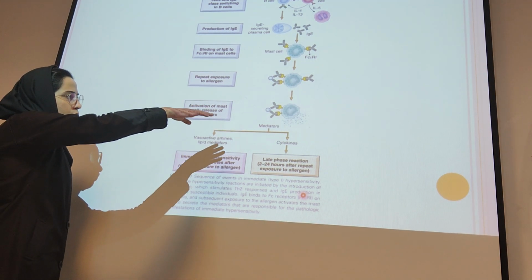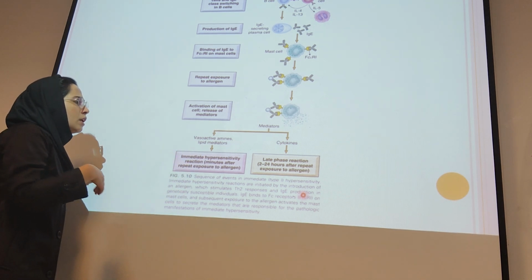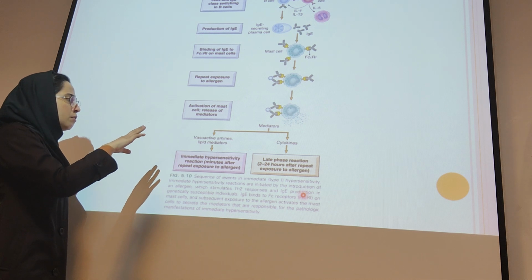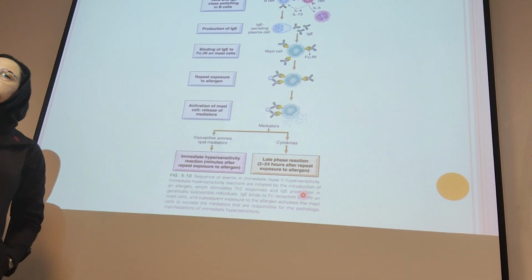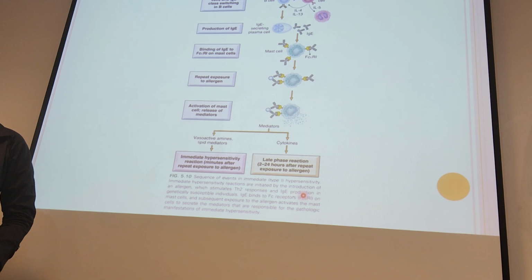And some of the mediators are vasoactive amines or lipid mediators. Can you tell me which vasoactive amines you're familiar with? You had it in inflammation, a famous one that causes dilation of vessels and inflammation, histamine, yes? Serotonin. Histamine, serotonin, yes. Prostaglandin. Yes, exactly. Metabolites of arachidonic acid pathway, some of them are among the important mediators of mast cells.